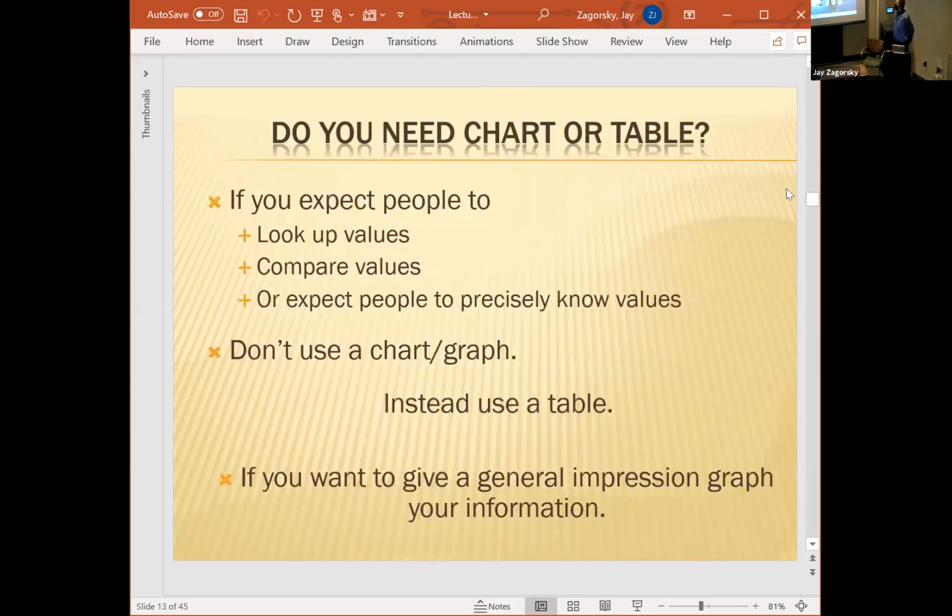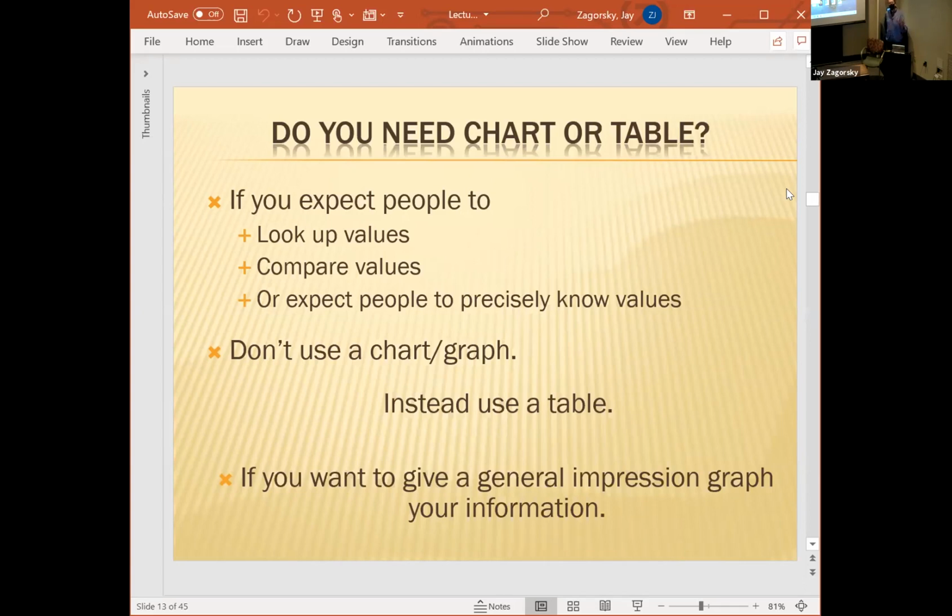Do you need a chart or a table? When should you graph? When should you put information in table form? Do you expect people to look up values, compare values, precisely know things, or use it as a reference? Always use a table. Don't use a chart or a graph.